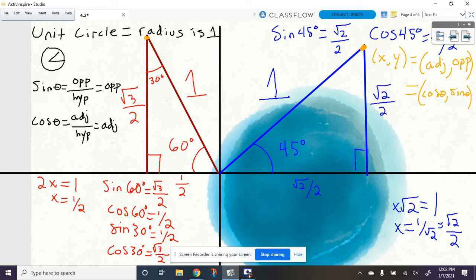Yes? Okay. The only tricky thing is to remember that cosine comes first. So we're used to saying sine, cosine, but just remember it's in alphabetical order. So your cosine is the first number, your sine is the second number.